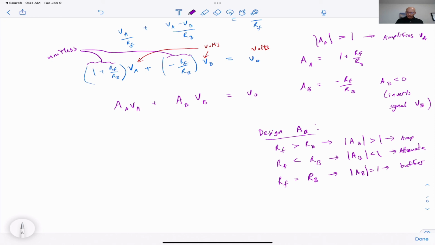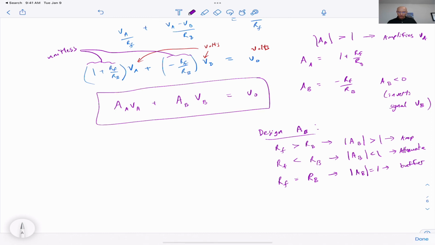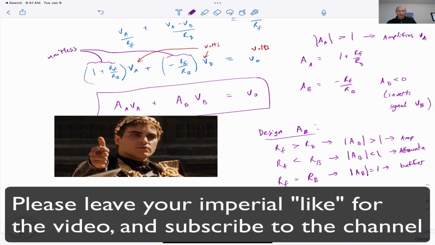So that's kind of nice. We can design the gains, AA and AB, and then we perform a weighted subtraction because gain B is an inversion. So we can sort of design this to implement a weighted subtraction.